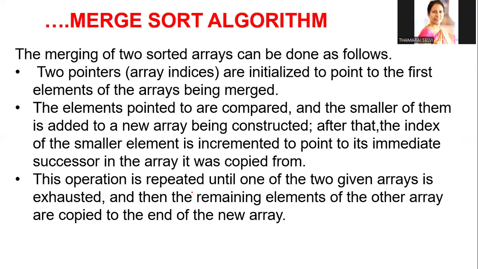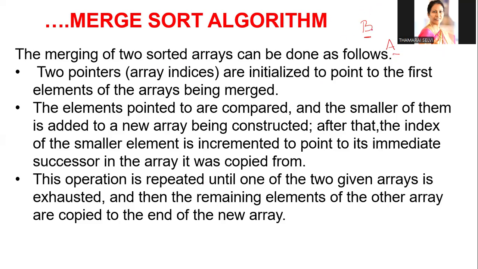So how the combining, the merging of two sorted arrays can be done is as follows. There will be two arrays, B and C. Each element of B will be compared with each element of C to form A. Two pointers are initialized to point to the first element. Initially 2 index variables will be used. One is to point to the first element of B and another one is to point to the first element of C. Then comparing which one is less, that will be put in A, and it keeps on going like this. This operation is repeated until one of the two given arrays is exhausted.